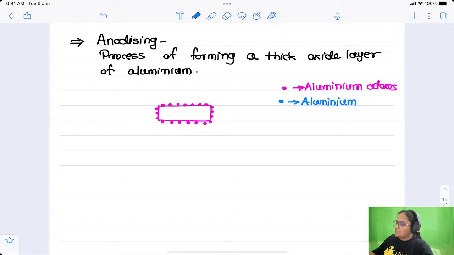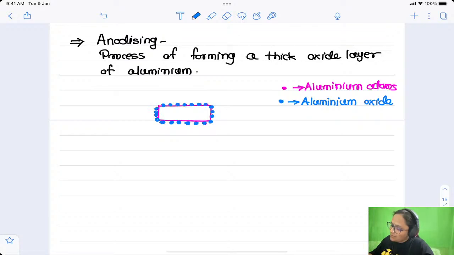Al2O3, very easily, right? So I'll convert these layers into aluminum oxide. So there will be a coating, a layer of aluminum oxide on the surface of this aluminum vessel, aluminum utensil, aluminum material. So this is the layer of aluminum oxide above it.